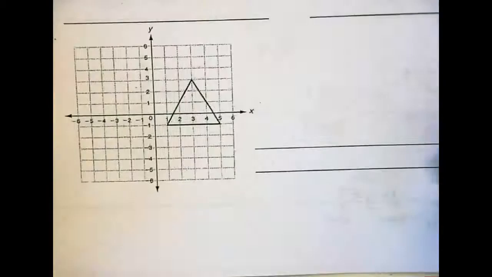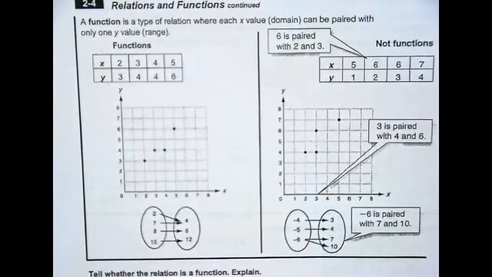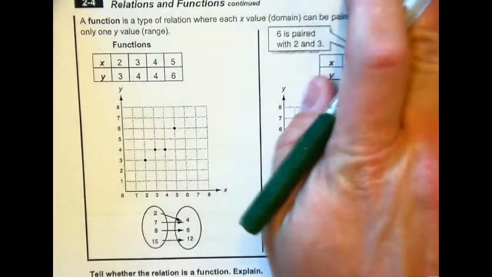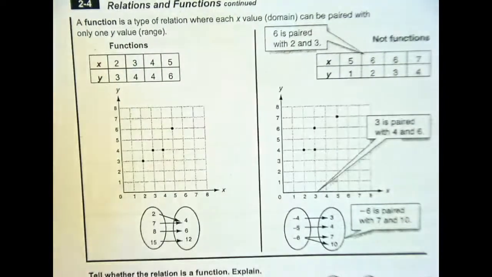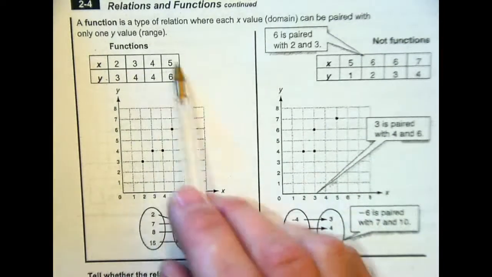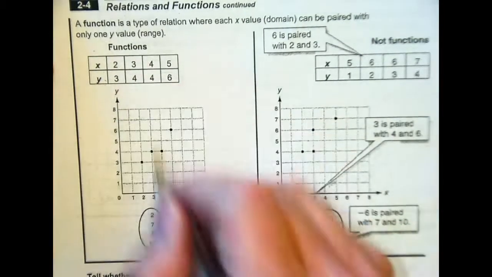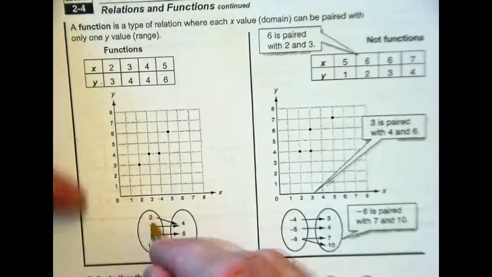Next part. We talked about this a bit, about functions. A function is a type of relation where the x value or the domain can be paired with one y value or the range. Okay? So here's our function. We've got it in table form. We've got it in graphic form. And then, unfortunately, they didn't put these in the mapping form. So why don't we cross out this mapping diagram?